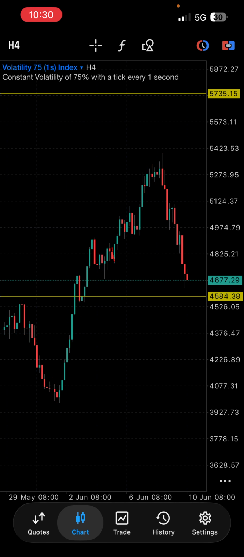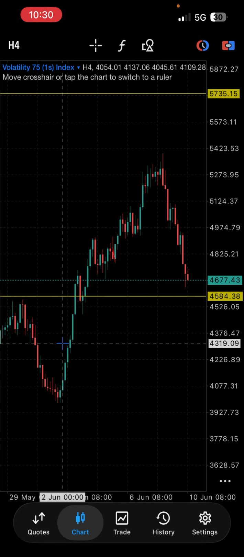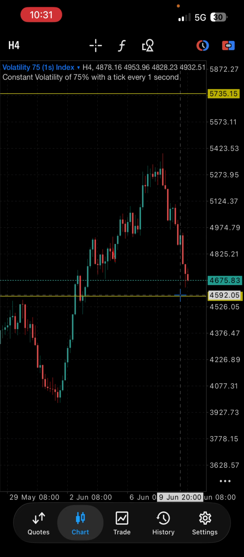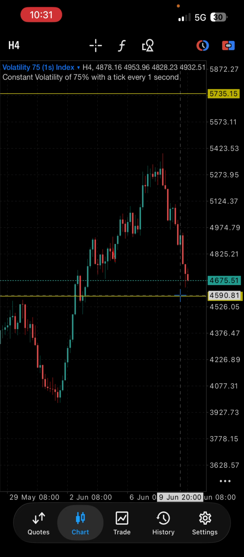Now support and resistance can be broken. If resistance is broken, it can become support. So here, this market broke out of this resistance level. So here is now a support. So resistance is now turning to support.